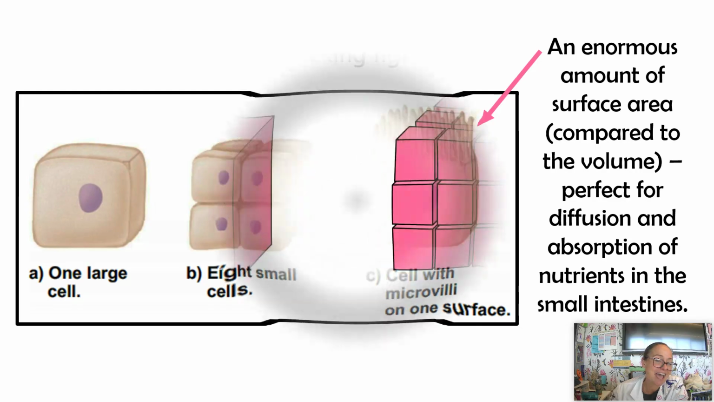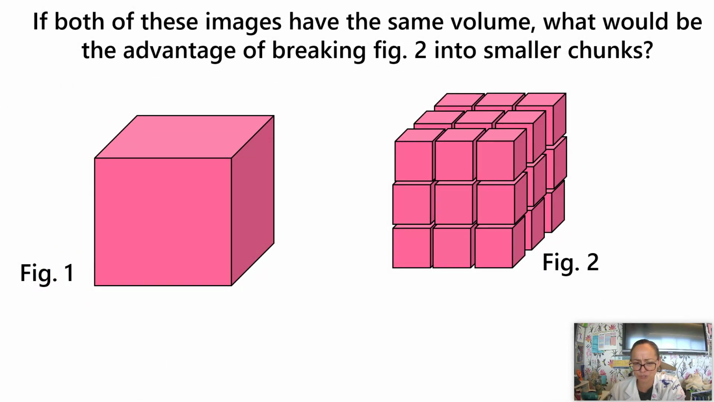Now, let's take these two blocks and let's assume they are the same volume. What would be the advantage of having, okay, let's look at it. If figure 1 represents a very large cell, and figure 2 represents the same amount of volume, but divided into a whole bunch of smaller cells, what is the advantage of that? Why are we, as large humans, made of trillions of tiny cells? Why not just a couple big cells, right?